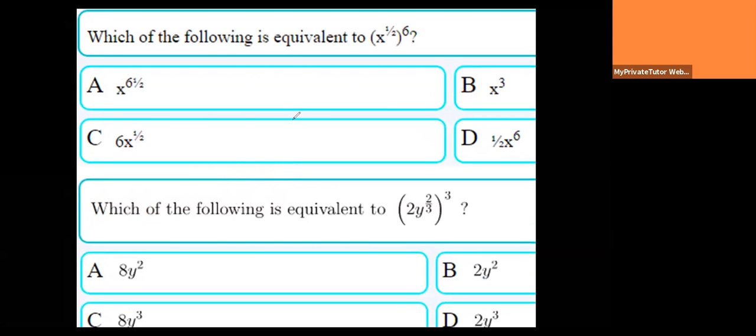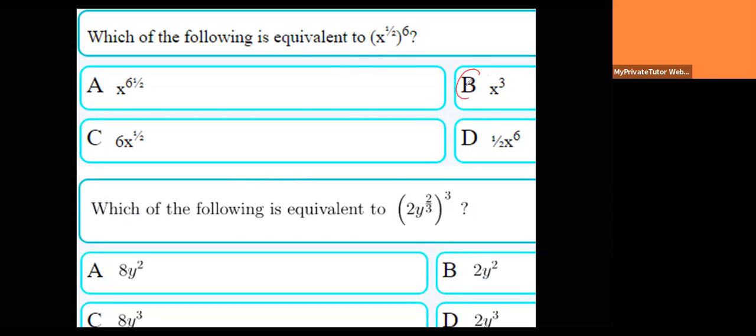So, can you see the question? The top, x power 1 by 2. It's x to the power of 3. x to the power 3. Excellent. So, what about the next one?